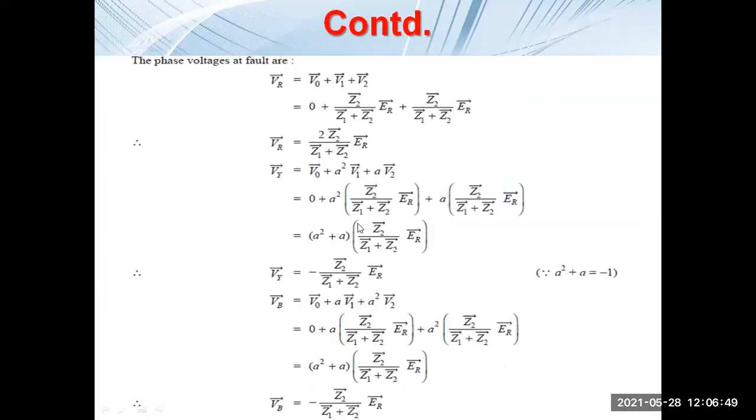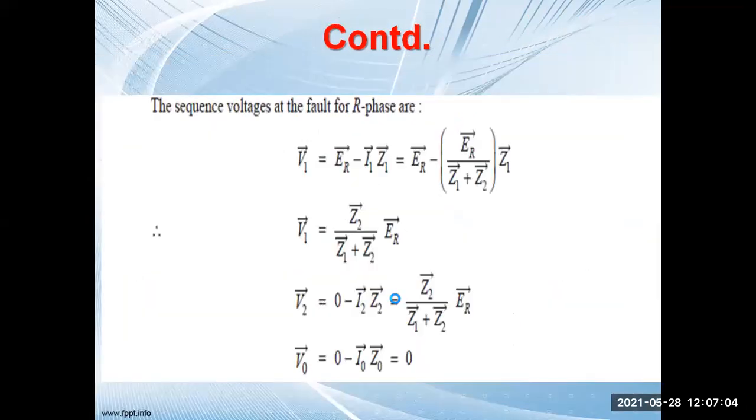Now VR will be equal to V0 plus V1 plus V2, we'll substitute all. Vy equals V0 plus A square V1 plus A V2, and Vb equals, we'll substitute. So we want to get all these values. Now I will go to the board and discuss all those things. First, we'll calculate the sequence voltages of R phase, and then we'll calculate VR, Vy, and Vb.